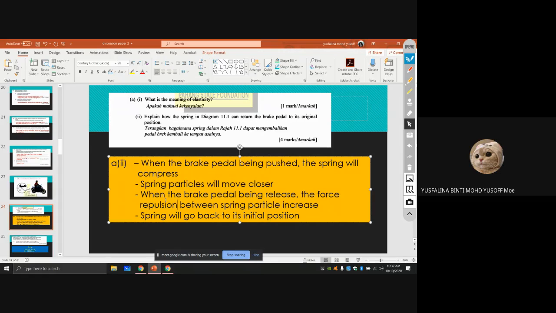Okay, so I explain again. When the brake pedal is pushed, the spring will be compressed, and then the spring particles will move closer. When the brake pedal is released, the force of repulsion between the spring particles will increase, so it will push back. It pushes the spring particles back to their initial position. Okay, so this is the answer for A2.